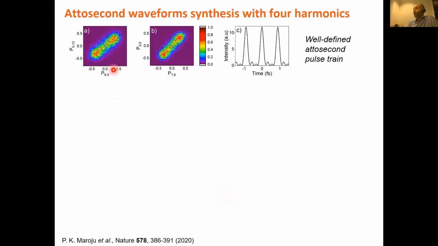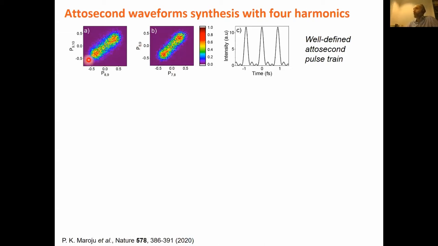I will show you here two different correlation plots. So the correlation plots of the oscillating components between harmonics 7 and 8, and here the oscillating components between harmonic 8 and 9, and then of course the corresponding plot for harmonic 8 and 9 and 9 and 10. And here we can really play with the phases. We can really finally shape the temporal structure of the attosecond pulse train.